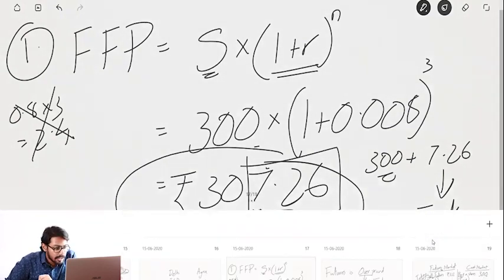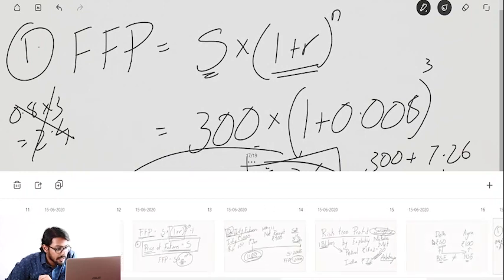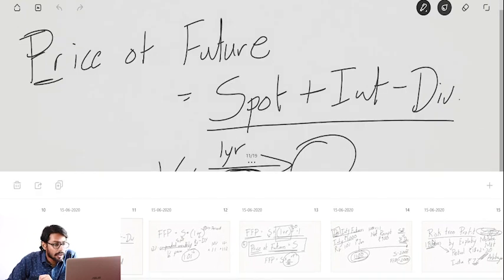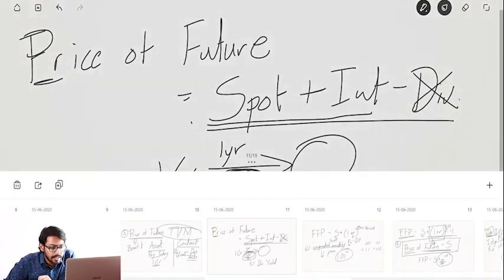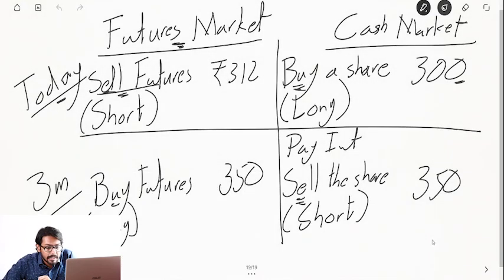We have mentioned over here also, fair future price is spot price plus interest. In this question, it's explicitly given that dividend is zero. Dividend is zero. So spot price plus interest. Spot price is 300. Interest is 7.26. So you have to pay interest of rupees 7.26.